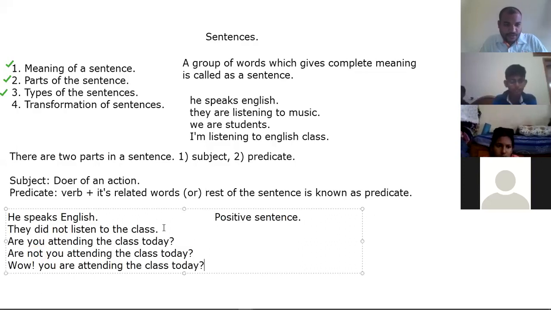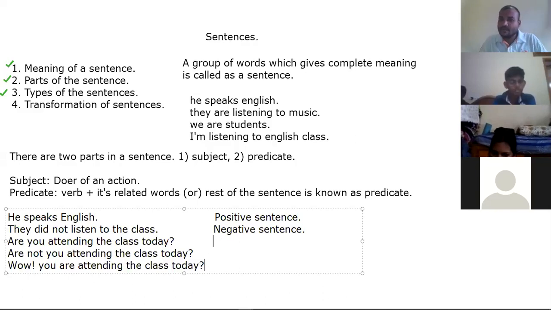So, now, come to the same examples. There is no negative word in the first statement. He speaks English. There is no negative word. But whereas in the second one, there is a negative word. What is the negative word here? Not. Very good. So, here there is a negative word. That's why we are calling it a negative sentence. Right? So, now third one. Is there any negative word?